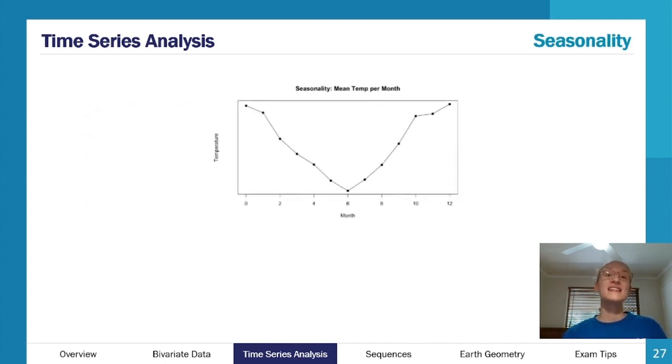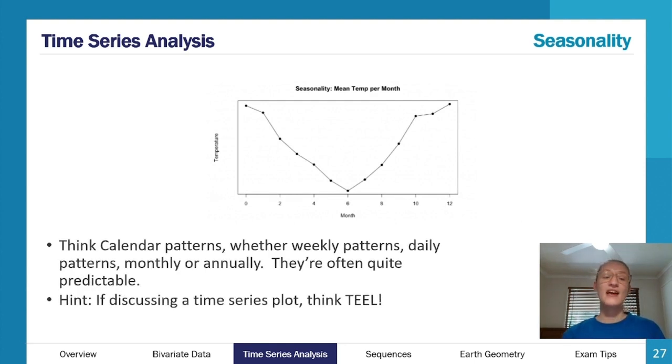The next one, seasonality. Same graph that we were looking at a little bit earlier. So seasonality is kind of any patterns that we see with calendar-related periods or calendar-related patterns. So if there's like a weekly pattern, a daily pattern, or a seasonal pattern, that's all what we're looking at. So these kind of patterns with seasonality are often quite predictable.